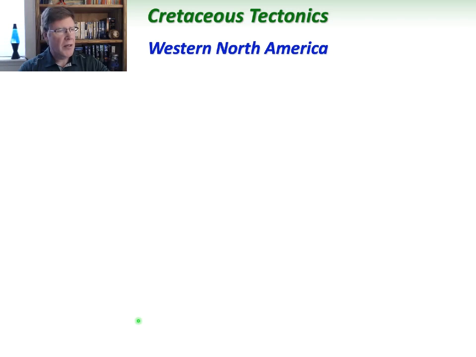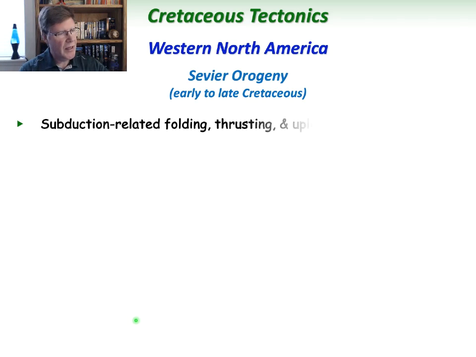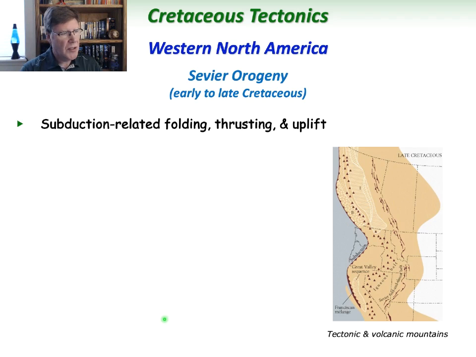In western North America, the Sevier orogeny is occurring throughout most of the Cretaceous. It's a subduction-related orogeny that involves folding, thrusting, and uplift. And here's a map of the western part of North America. The subduction zone itself is off to the west. A line of volcanoes, which would be the continental arc that is being built on the North American continental plate. And then this is a line of thrust faults out in front of the arc off to the east. And this is the limit of the Sevier fold and thrust belt.